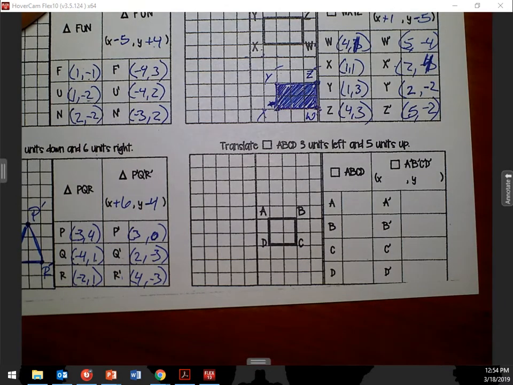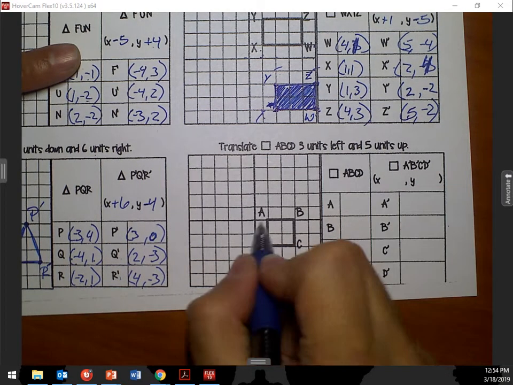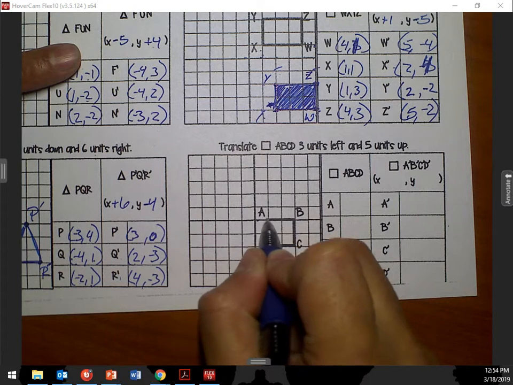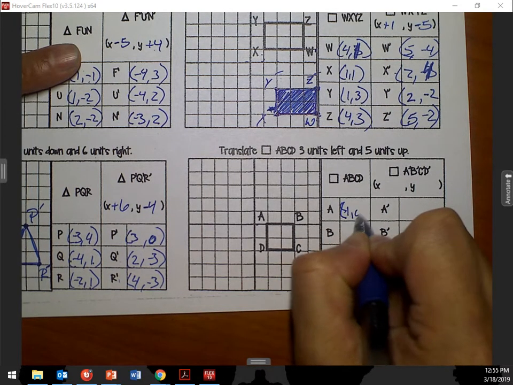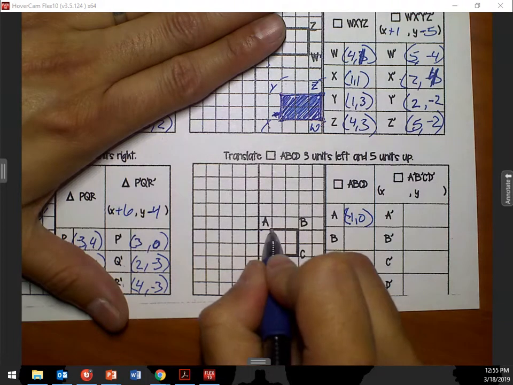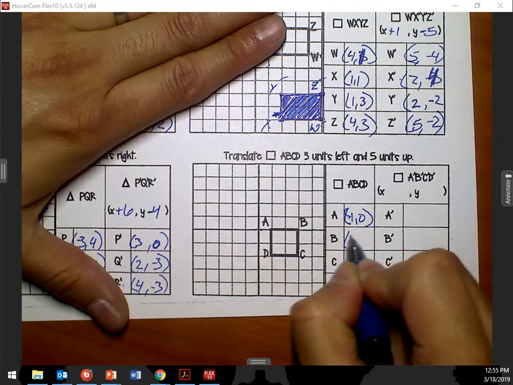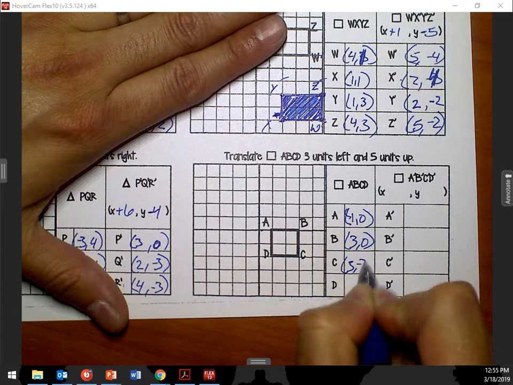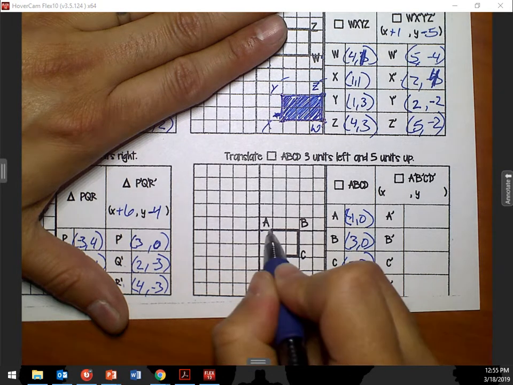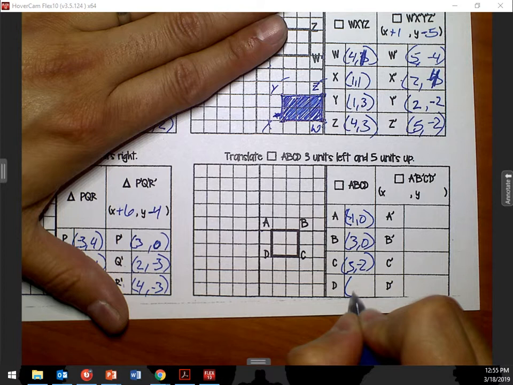All right. So translate this. 3 units left and 5 units up. First, let's find out where it is. So it's going to be 1, 0. This one is 3, 0. C is at 3, negative 2. And D is at 1, negative 2.